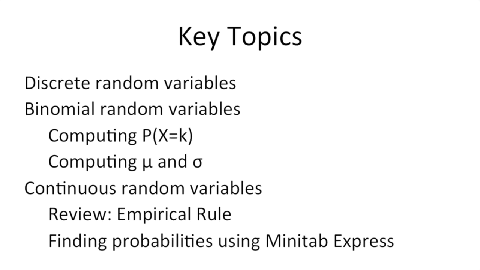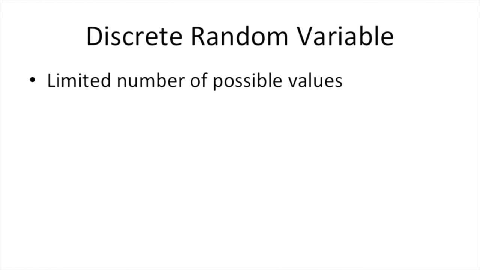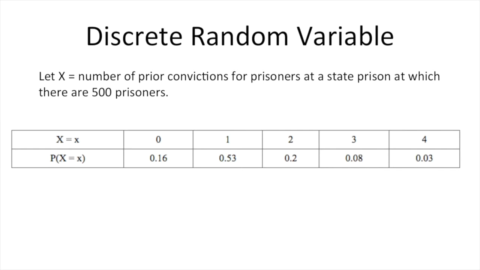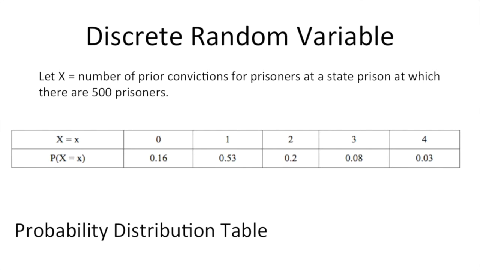Let's start by looking at discrete random variables. Recall from earlier lessons that a discrete variable is a variable that has a limited number of possible values. Here's one example. This was taken from the Stat 500 online notes. Let X equal the number of prior convictions for prisoners at a state prison at which there are 500 prisoners. The table we have here is known as a probability distribution table.